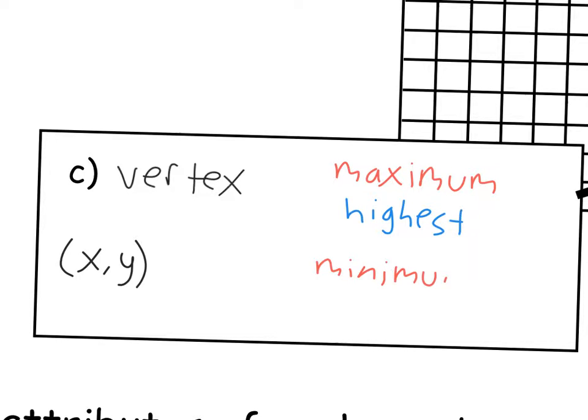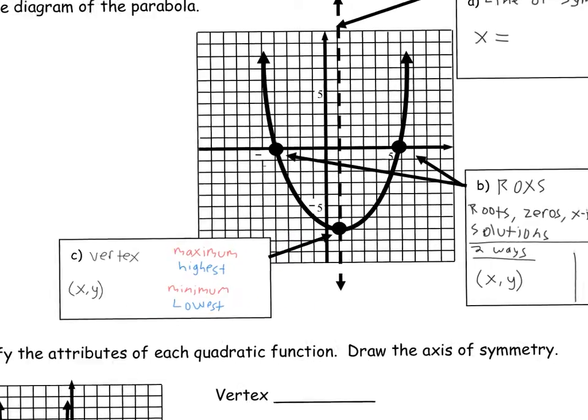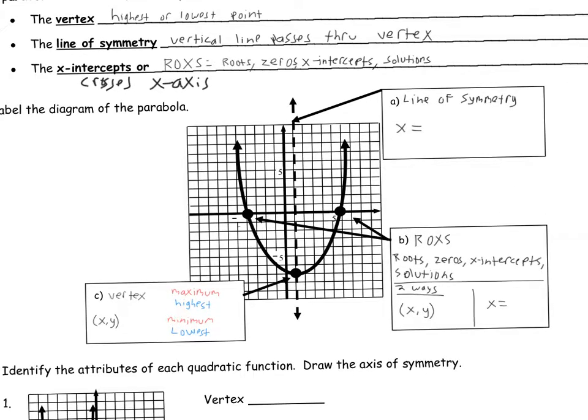So minimum means lowest. Did I spell it right? Yeah. Lowest. Like you could write min or max, that's fine with me, as long as you're going back through your notes, you know what it means, okay? All right, so those are all of your labels, basically, of a parabola. Those are the three things that we're going to be discussing today, okay?